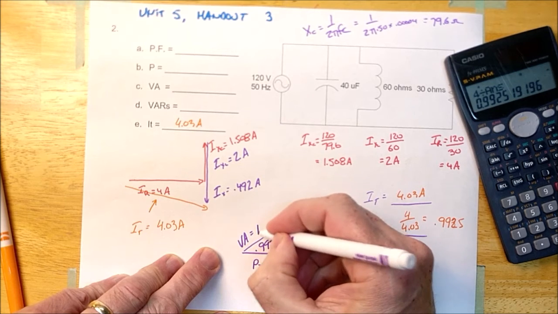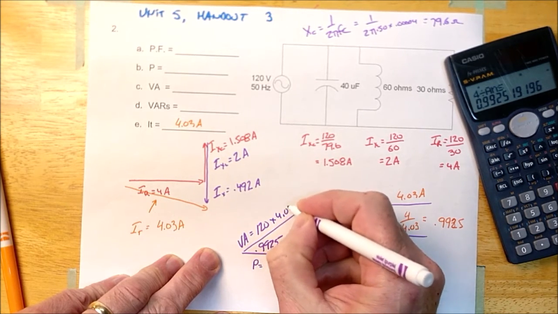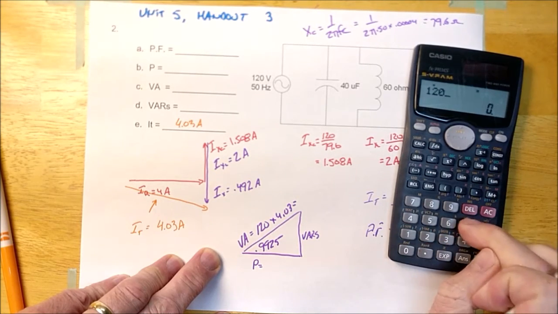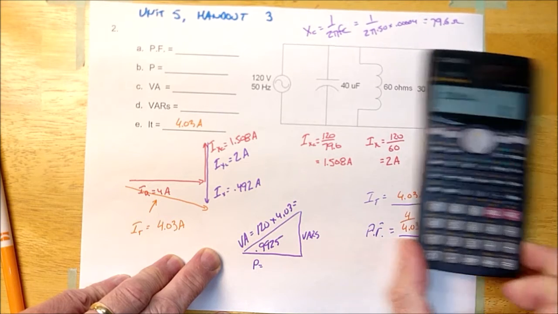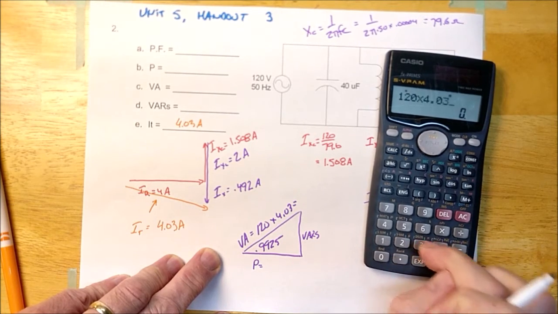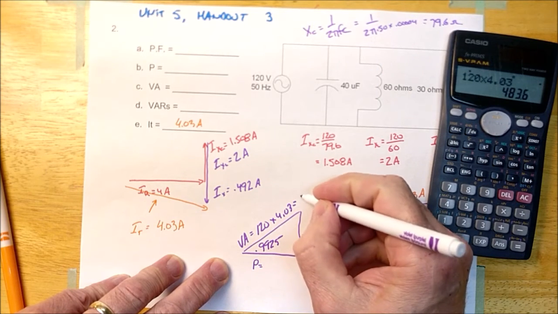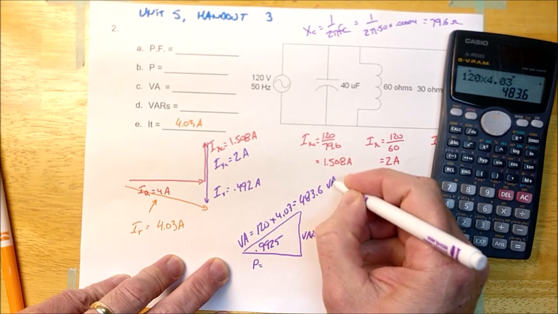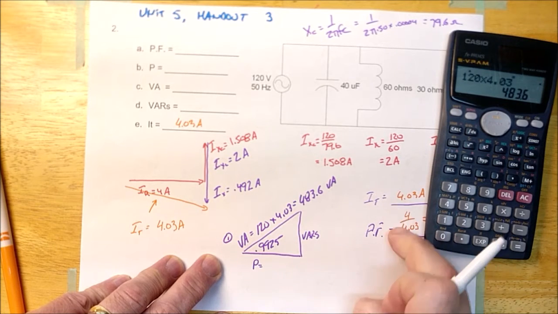And we're going to calculate our VA. It is going to be 120 times 4.03. 120 times 4.03. Looks like it's 483 volt amps. All right. So this is the first thing I calculated after I calculated these two.